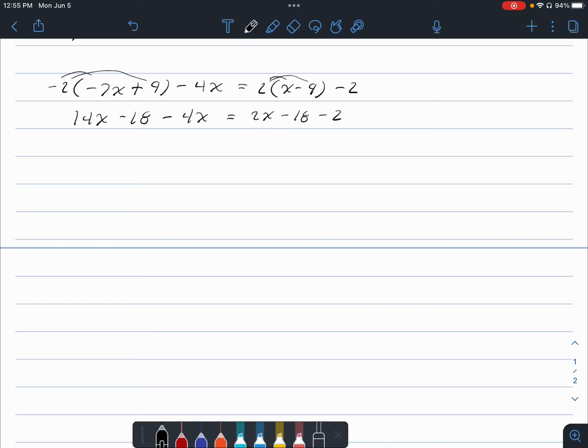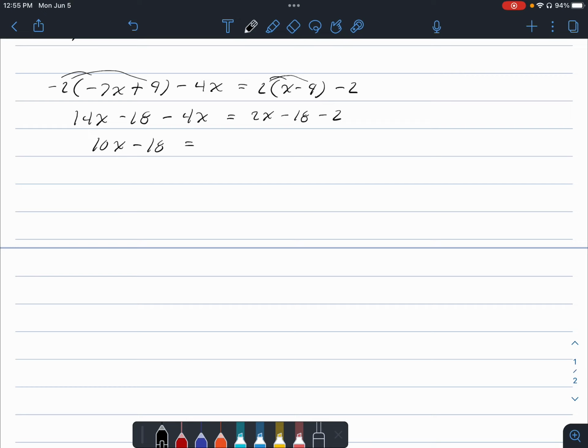So now what we can do is we can combine all like terms on each side of this equation. We'll combine all of our constants together on each side, and we'll combine all of our instances of x on each side. On the left-hand side, the first thing we notice is we have a 14x and a negative 4x. So let's combine these two. 14x plus a negative 4x will just give us 10x. So the left-hand side here is going to become 10x minus 18.